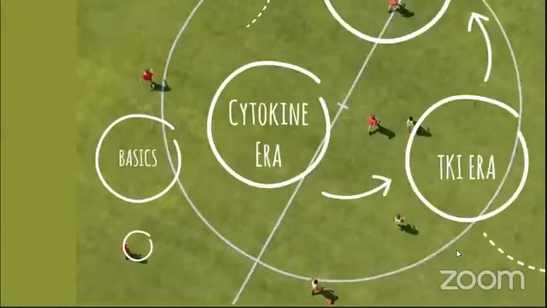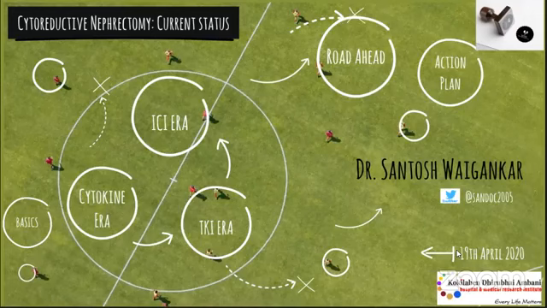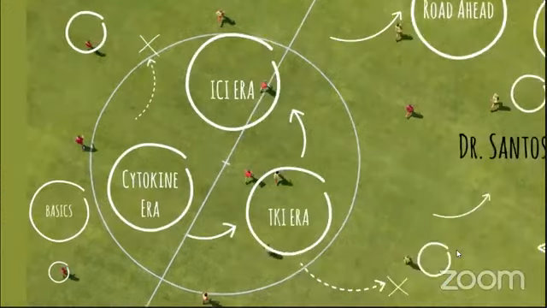Now, if you look at the left side of the screen, there's a big center. That's the center of the pitch where the football match starts, and that's where the action starts. I put three small circles there, each defining an era of treatment through which cytoreductive nephrectomy has gone. So let us start with the first era, which is the cytokine era.